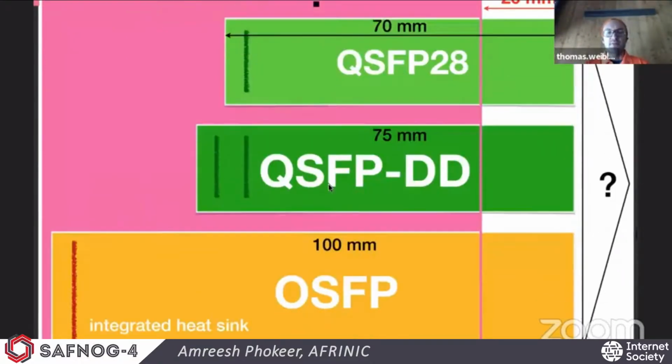For the OSFP, it's a newly introduced form factor. There's just one single row of connectors on the backside, but it's way bigger in terms of the dimensional length and depth. The advantage of the OSFP, and that's what we see later on when it comes to the power consumption, is it has an integrated heat sink. So the OSFP has a nice capability to get rid of the heat easier compared to QSFP-DD.